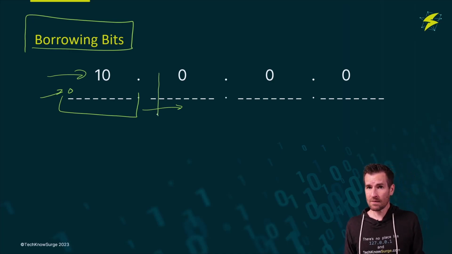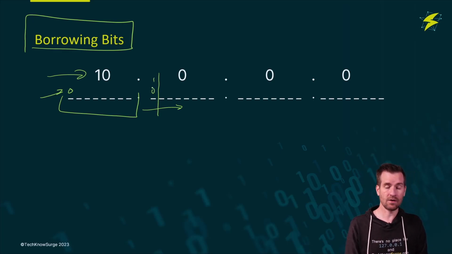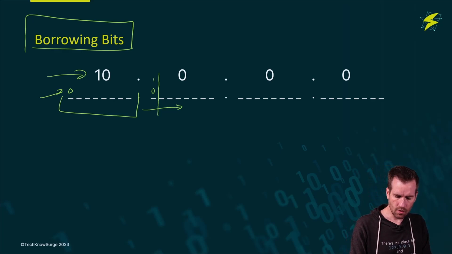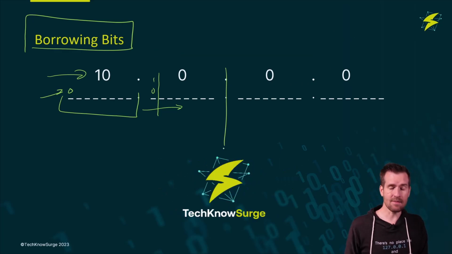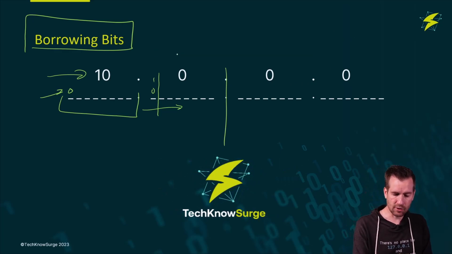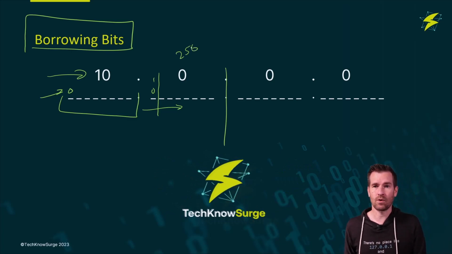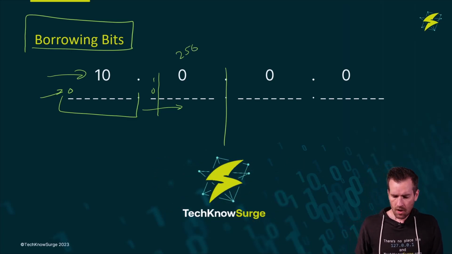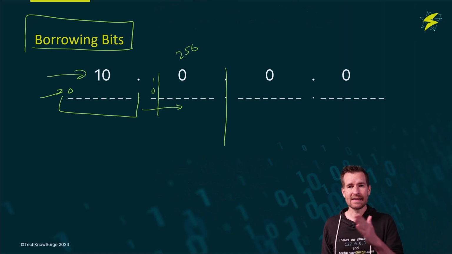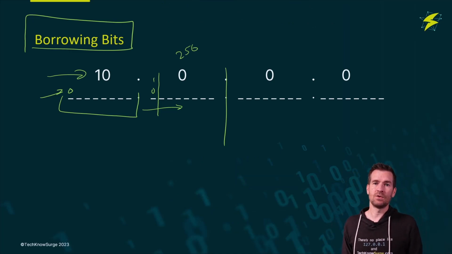If I just borrow 1 bit, that's going to give me 2 different networks. It's going to give me a 1 or a 0. Or maybe I want to borrow 8 bits. And so now I have 256 networks available to me. So I can draw the line here where I want to do this subnetting.